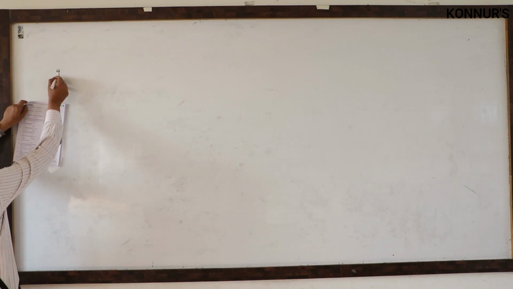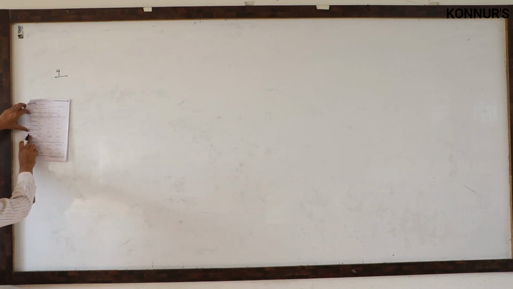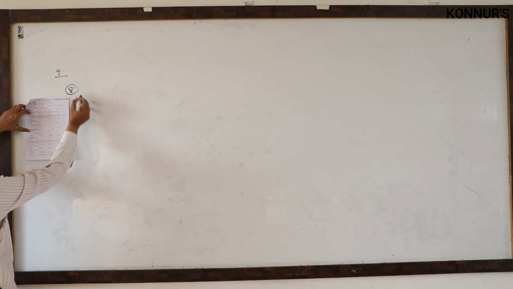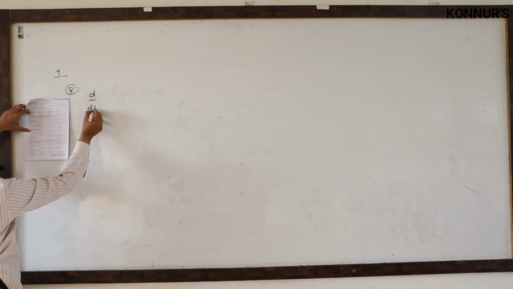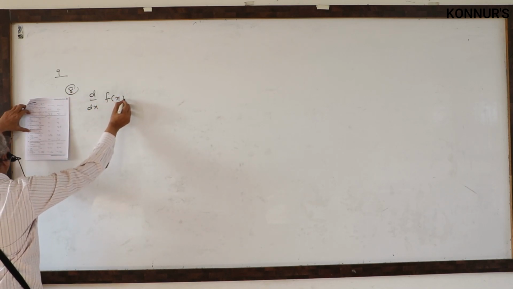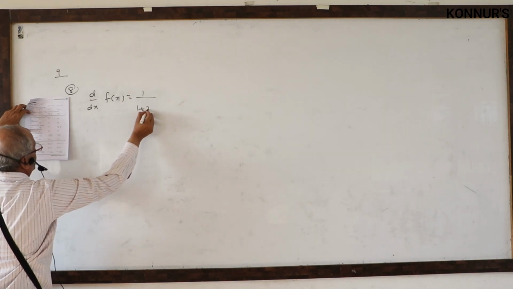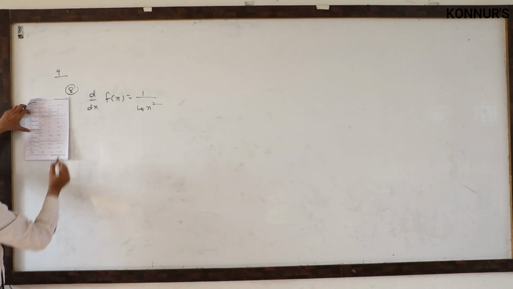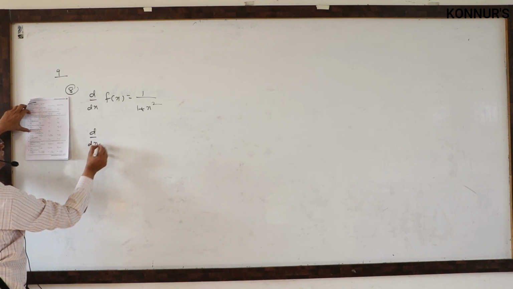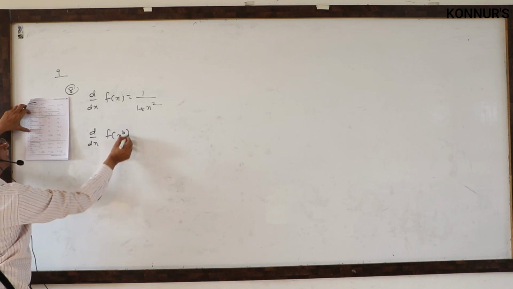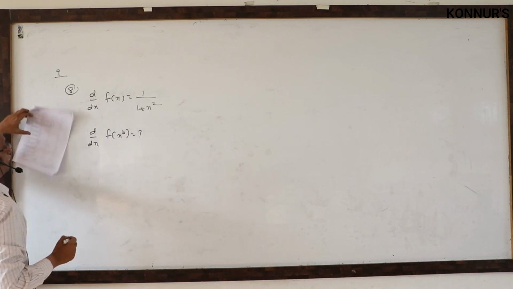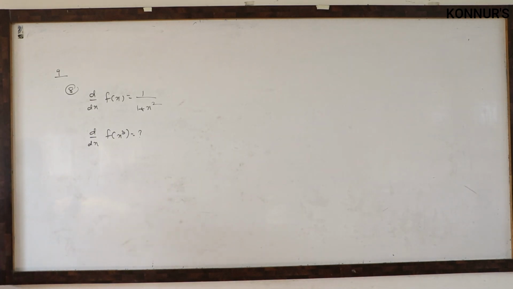From the 9th worksheet, start with number 8. A different problem. A theoretical question is given. The derivative of f of x is 1 by 1 plus x square. Then what is the derivative of f of x cube? A very different variety, not from our list of results, our subject. Separately, suddenly he is giving this.